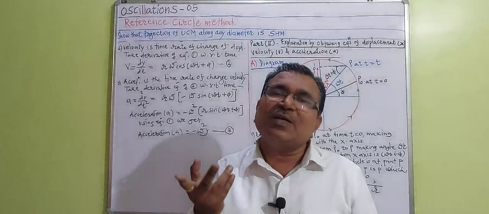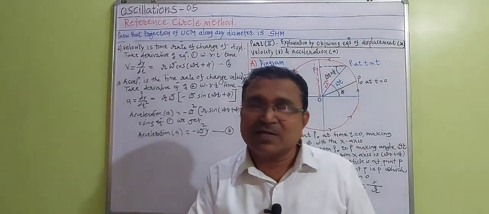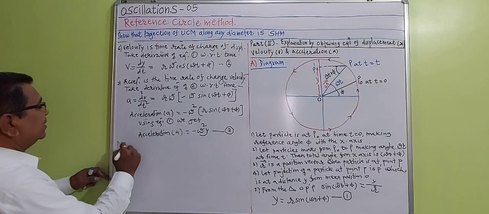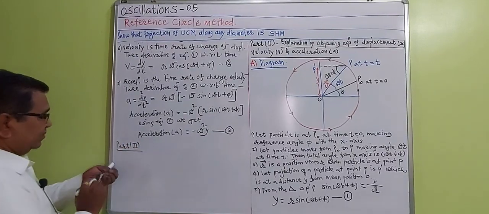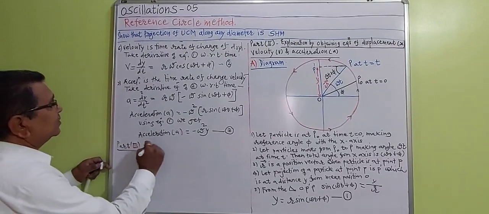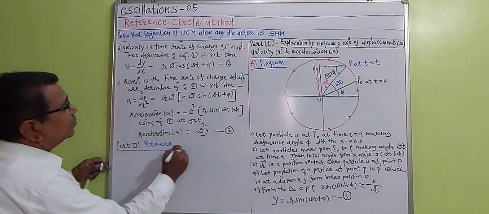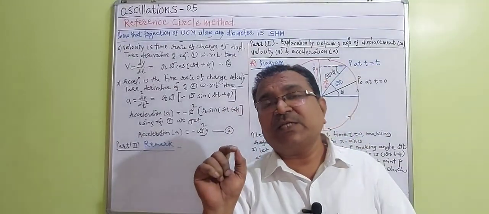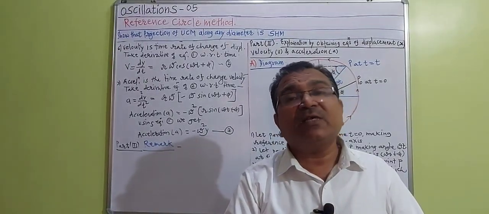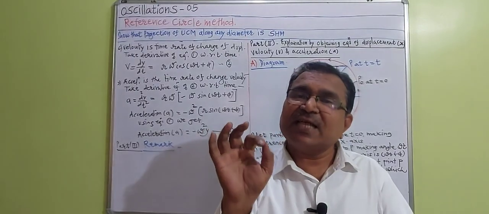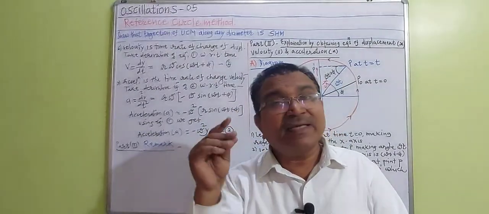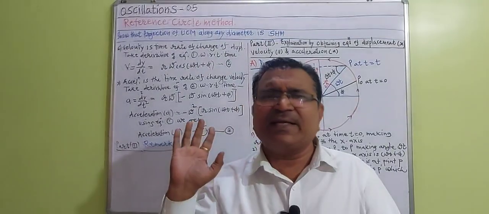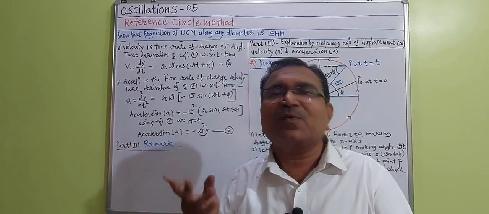And this is the definition of simple harmonic motion. So, we will write part 3 as a remark. What remark we get? From the theoretical explanation, part 1, and from the equations of displacement, velocity and acceleration, part 2, it clearly indicates that projection of UCM along any diameter, that I have taken on y-axis, performs simple harmonic motion.